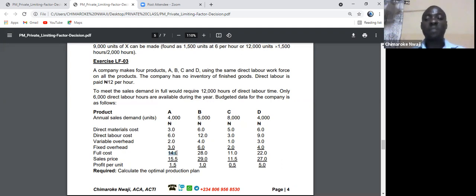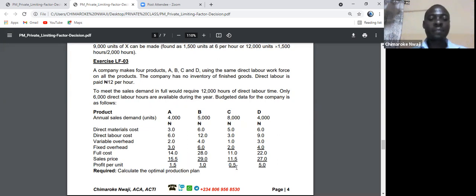Now that will make you remember your marginal, your absorption costing. Absorption cost is a full cost method where you have all your variable costs and your fixed cost added together to give you your full cost. And we told you one of those things is we use it to know our selling price. And now this is how our selling price has been determined, and our profit per unit is given to us here.